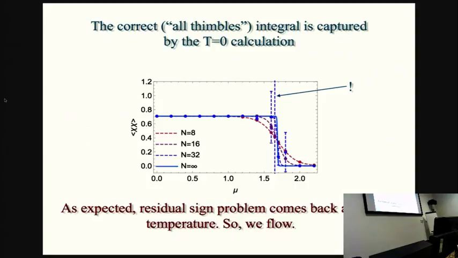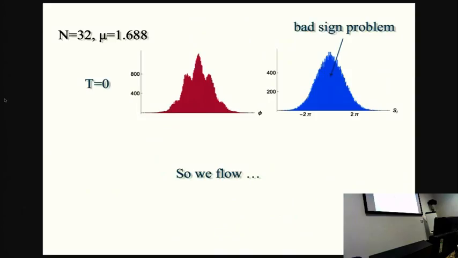If you try to go to the zero temperature case, it's a very boring curve for the condensate. There is only one point here that's interesting. At the integration over the tangent plane there is a bad sign problem. So what do you do to fix it? You flow a little.